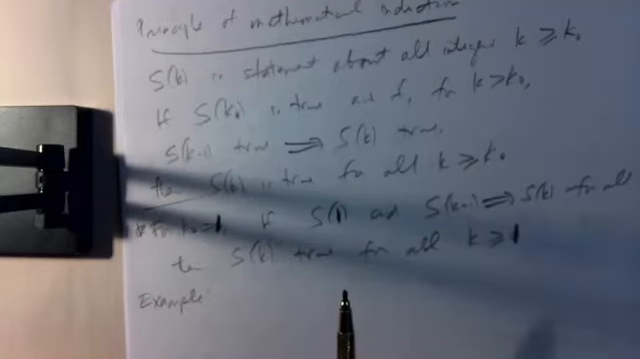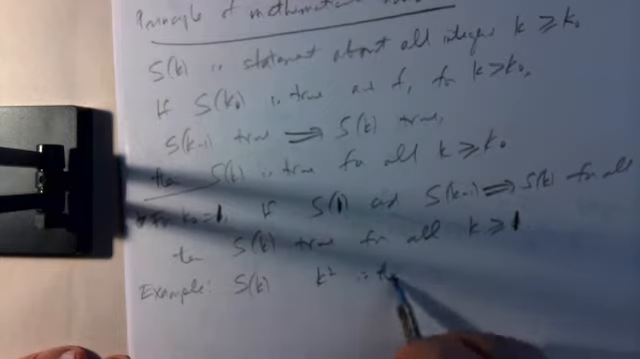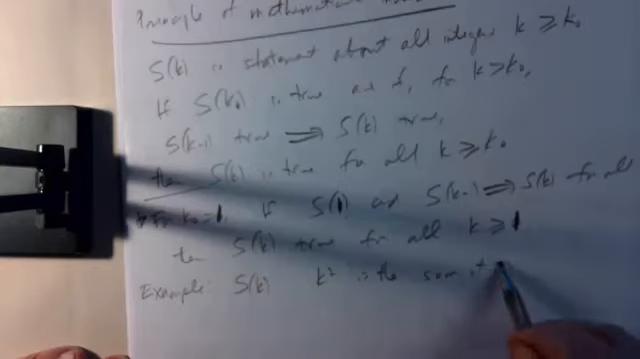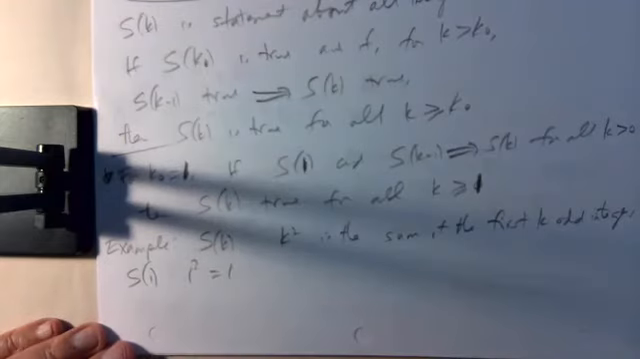So here's a simple example of the principle of mathematical induction. Suppose S of k is the following statement: k squared is the sum of the first k odd integers. Let's see what this means. What does S of one mean? Well, one squared is one. So one squared is the sum of the first odd integer.